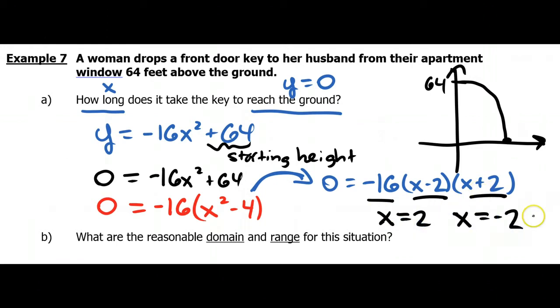Well, we're trying to find time here. So for this problem, we're not going to take any negative answer since we can't have negative time. So that means my only answer to this problem is x equals 2. So that means the key lands here at the point (2, 0), or it takes 2 seconds for this key to hit the ground.